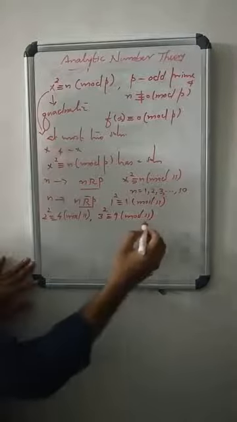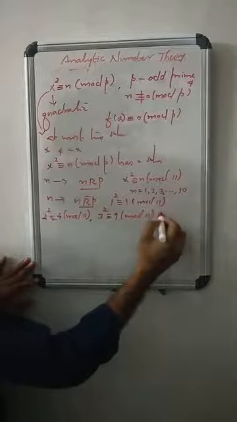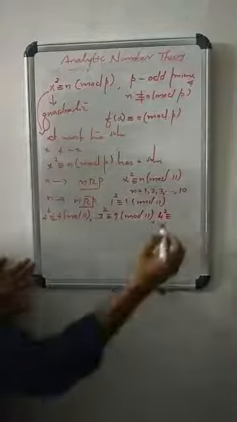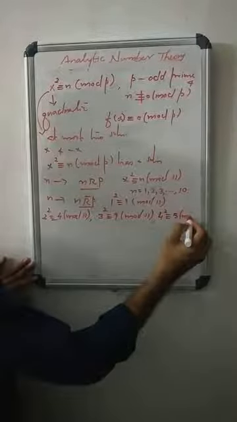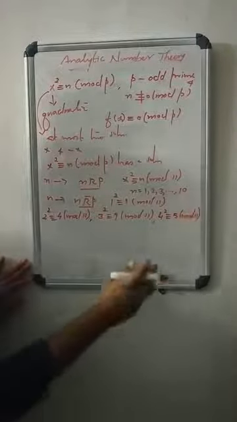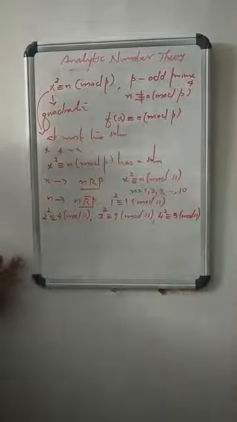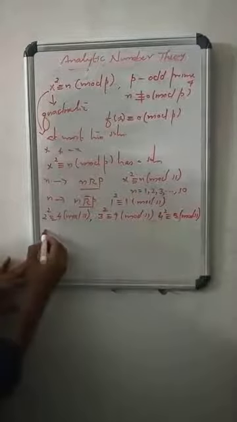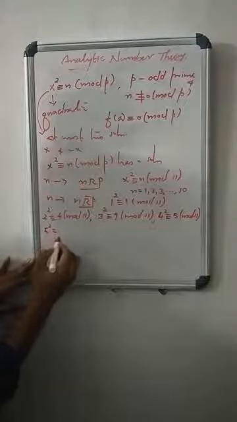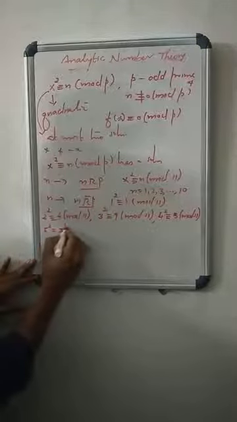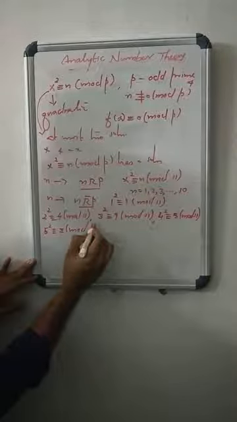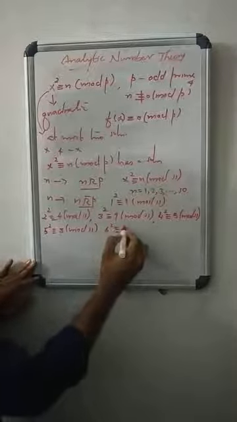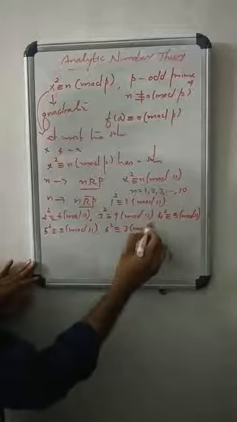What is 4 squared? 4 squared is 16, so 4 squared is congruent to 5 mod 11. Why? If you divide 16 by 11, the remainder is 5. What is 5 squared? 5 squared is 25, so it is congruent to 3 mod 11. What is 6 squared? 6 squared is 36, which is also congruent to 3 mod 11, since 36 is 33 plus 3.